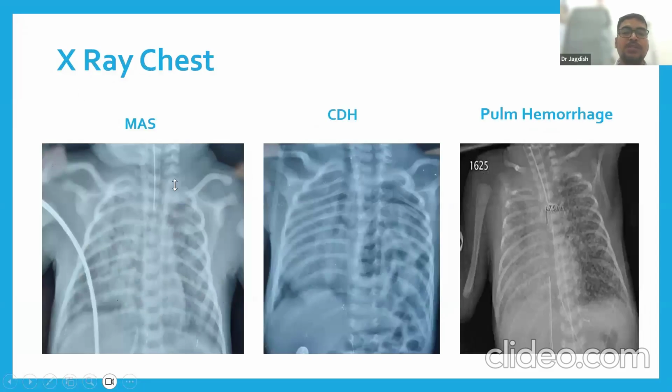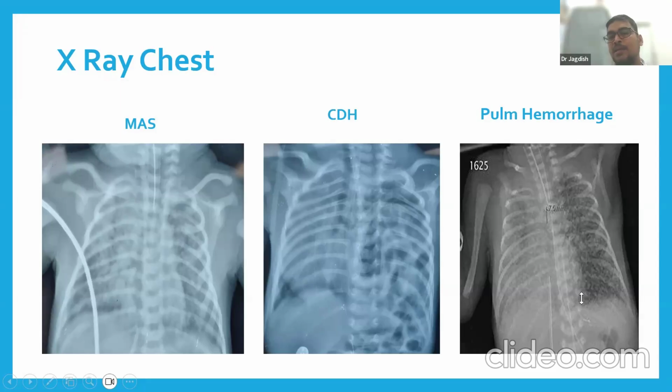Similarly, meconium aspiration syndrome. What you see is hyperinflated lung fields. Then again, patchy opacity over the bilateral lung fields you can see. CDH, you can see congenital diaphragmatic hernia. You can see the bowel loops that are filled inside the lung, and this is the cardiac border that has been pushed to the right side.